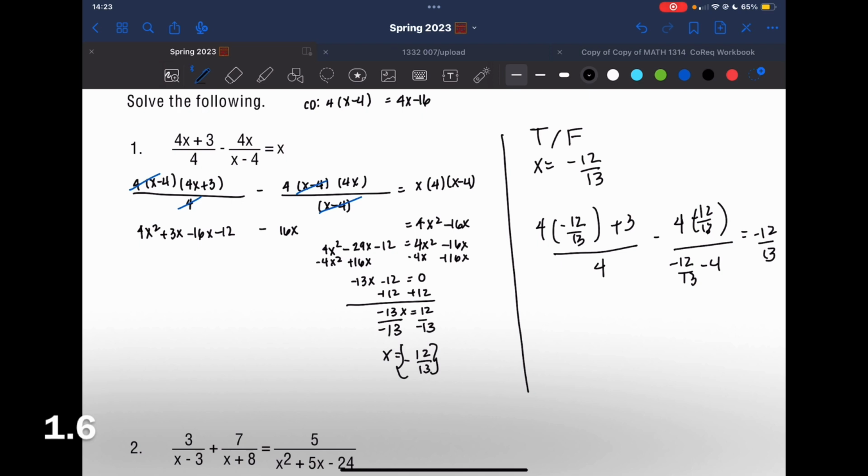Put that in the calculator. The left will equal the right. So this is a true solution. So you're going to check all solutions.